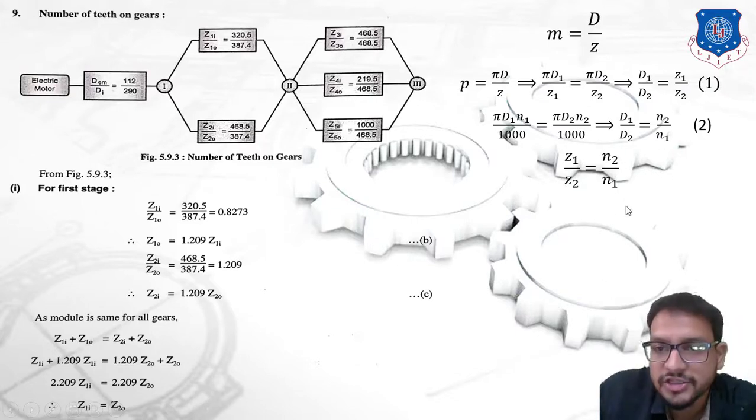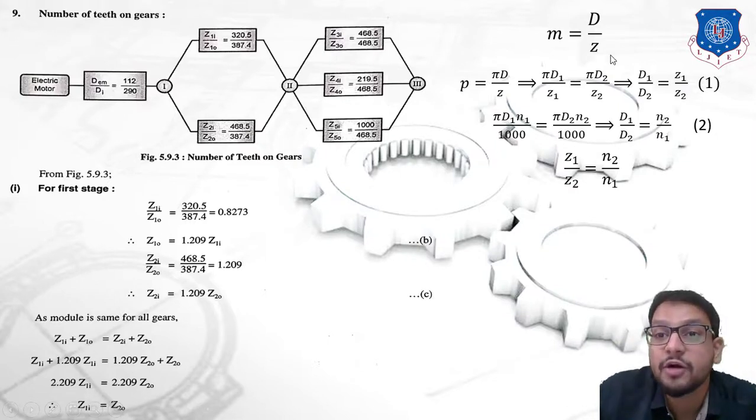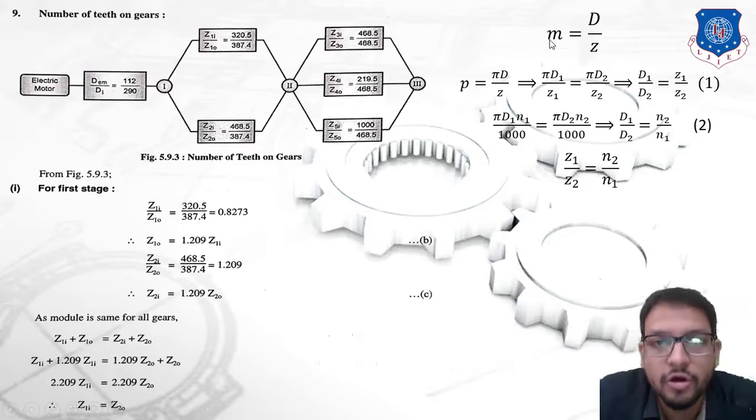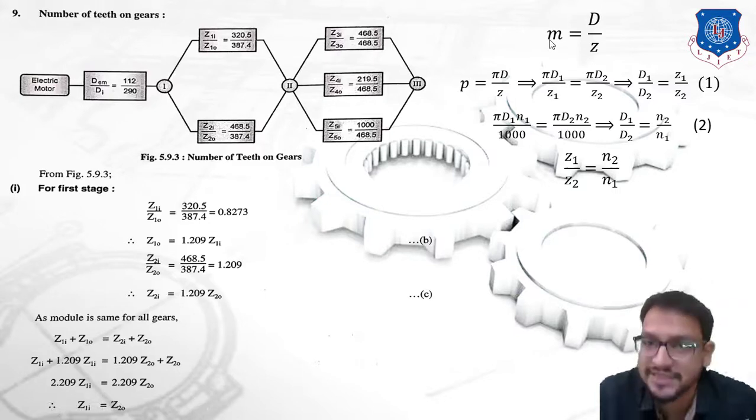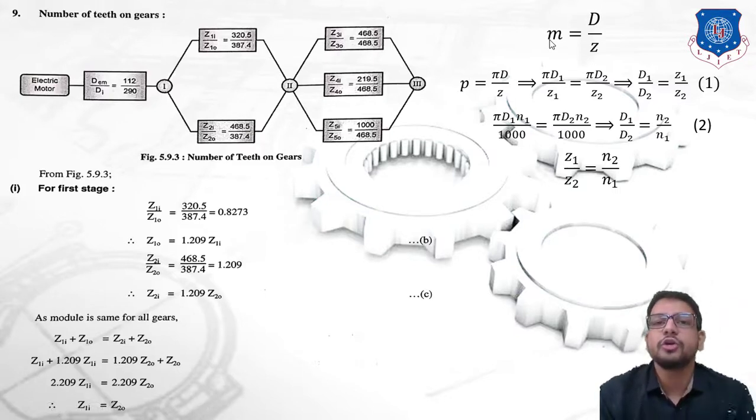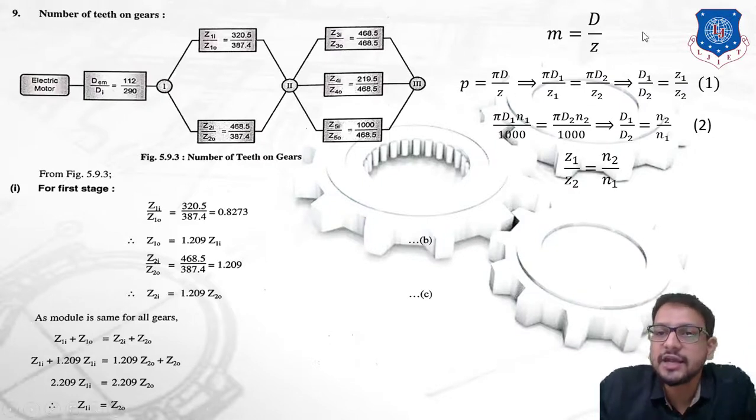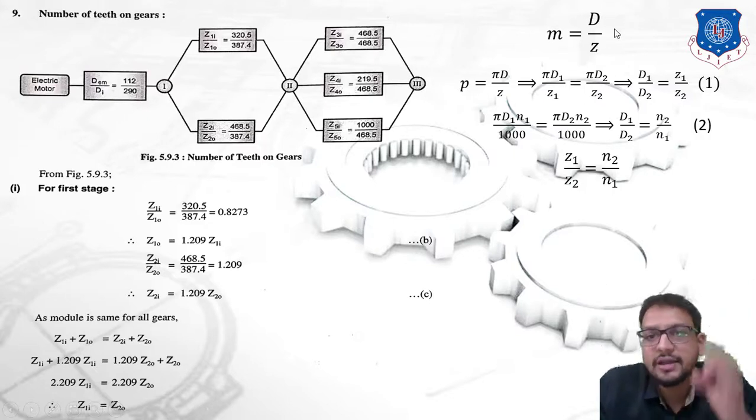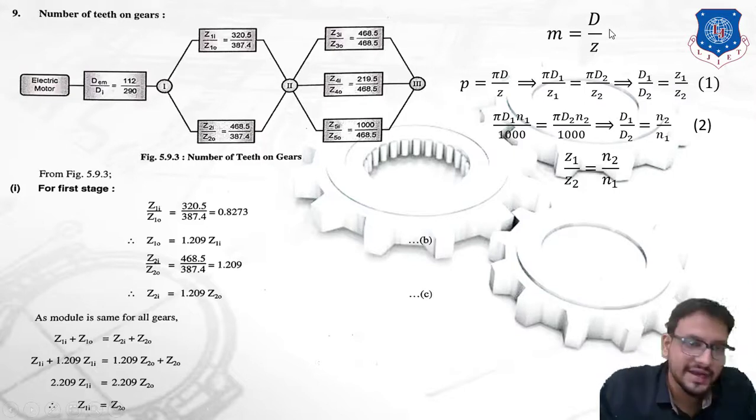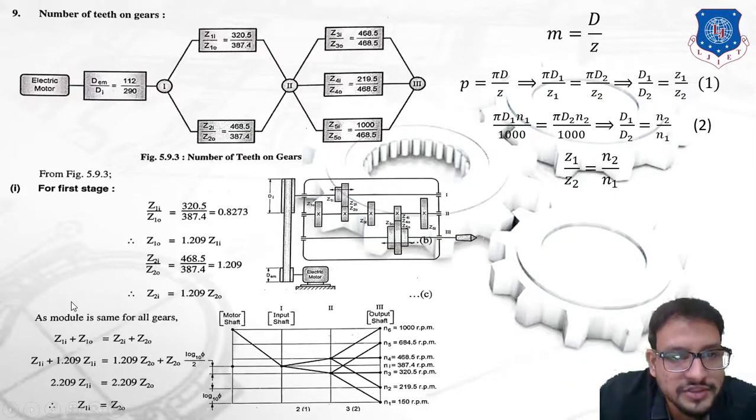Remember, this equation is the most important one which we are going to use while determining the number of teeth. Now there is one extra formula: the module of all the gears should be the same. The equation of module is m equal to d by z, where d is the diameter of a gear and z is the number of teeth. So you have to remember this equation, that d will be equal to mz. Now let us see the first stage.